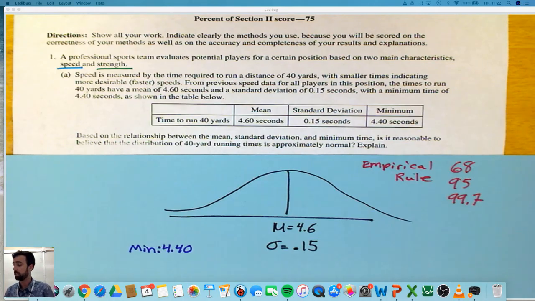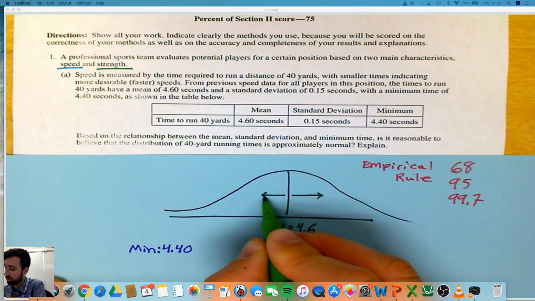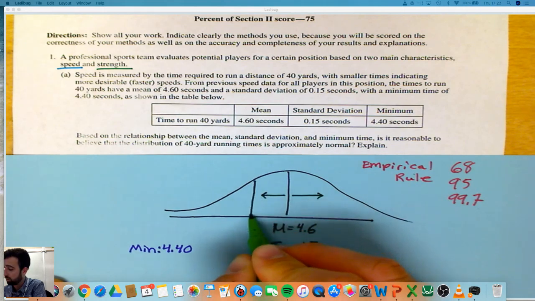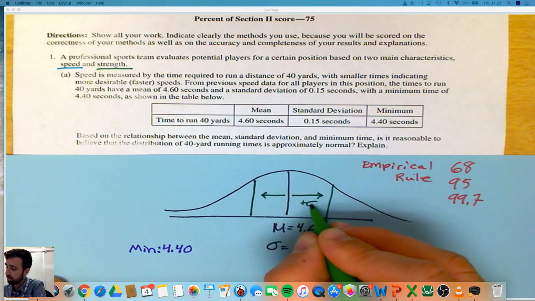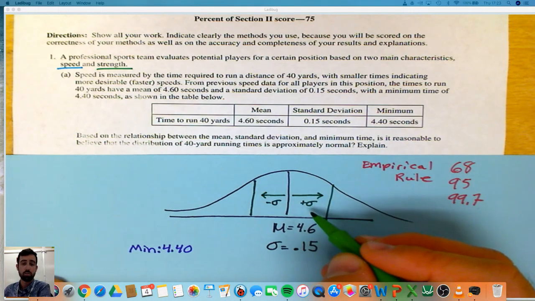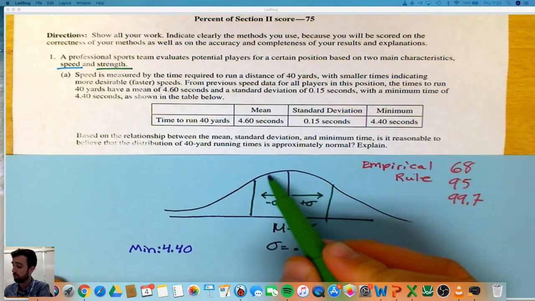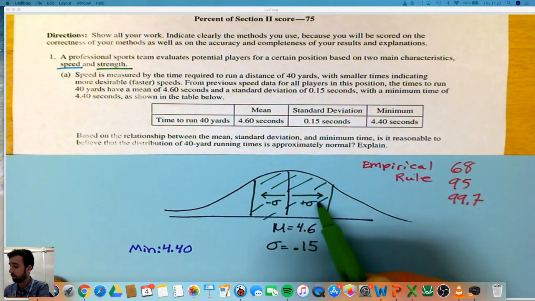That tells us if I go out 1 standard deviation from my average in a normal distribution, I'm going to cover 68% of the data. So this is add a standard deviation. This is subtract a standard deviation. This would be 68% of my data.